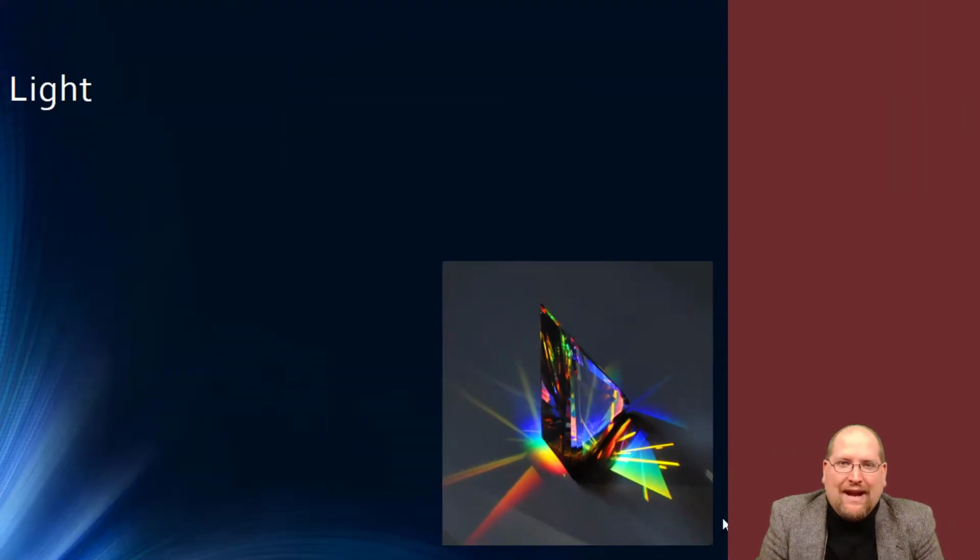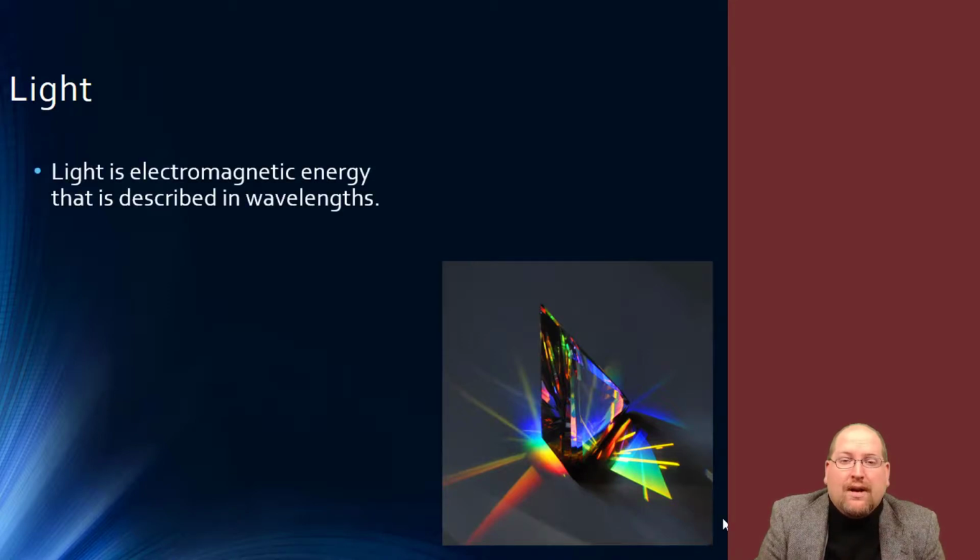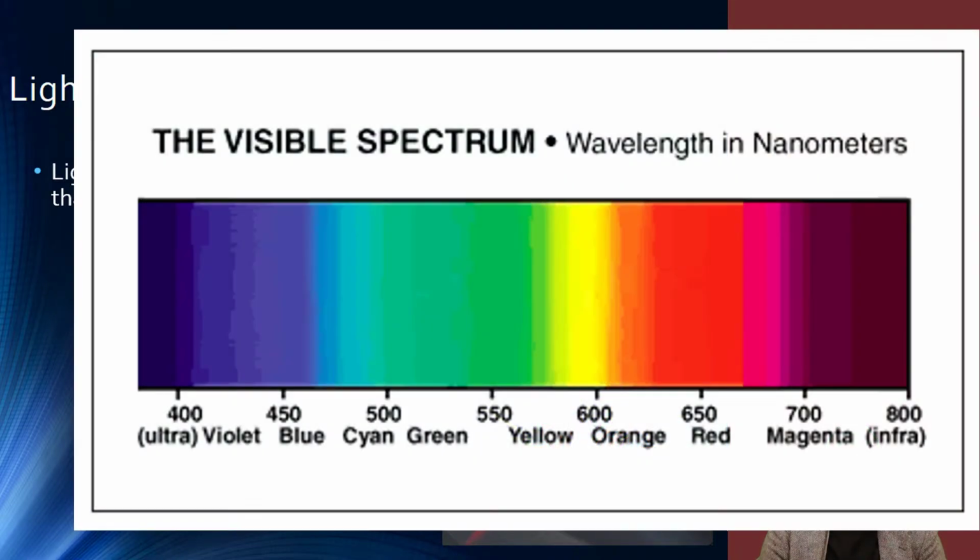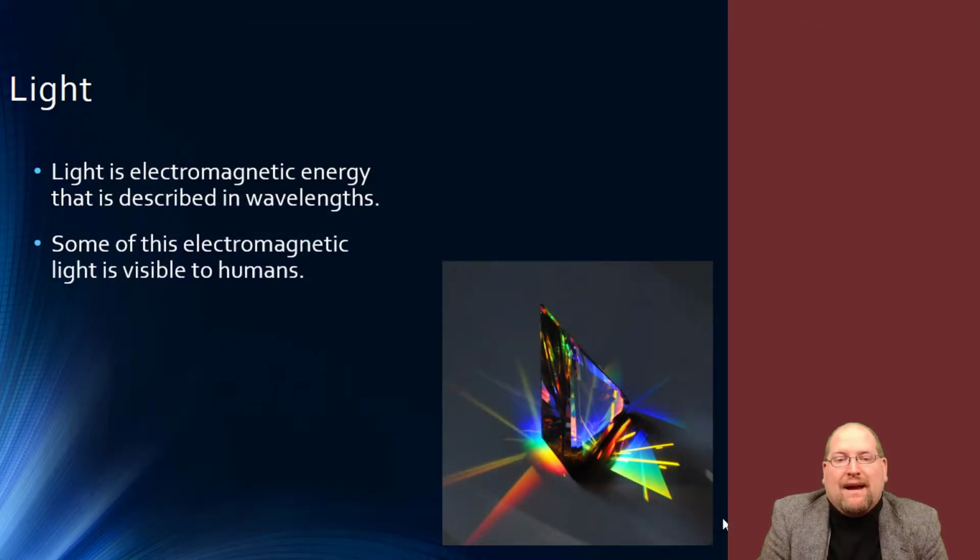So, in order to understand how our eyesight works, we have to understand light, because light is what our eyes see. Light, simply put, is an electromagnetic energy that is described in wavelengths. Some of this electromagnetic light is visible to humans, only a small portion of it. The reds, the greens, the blues, the violets: a very small part of the electromagnetic spectrum is actually visible to us.